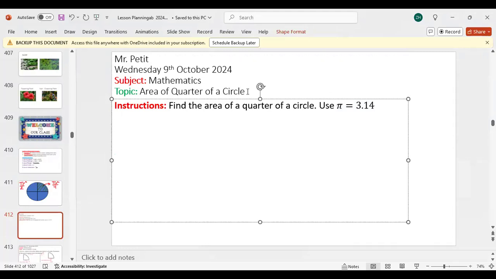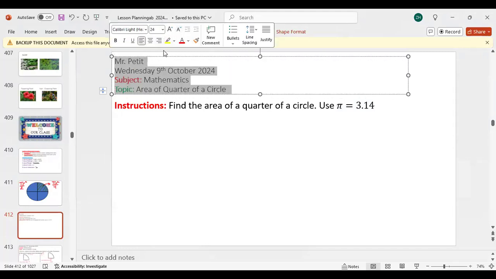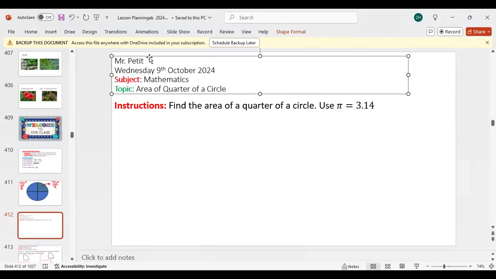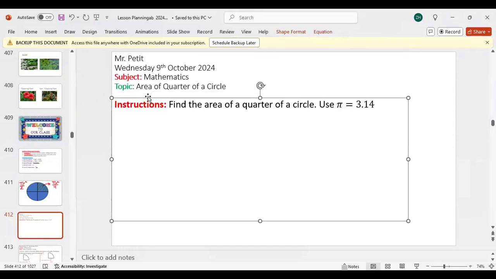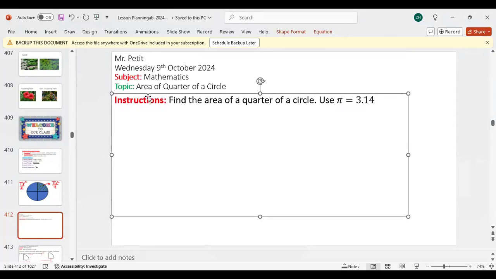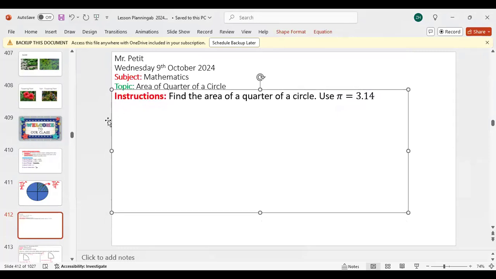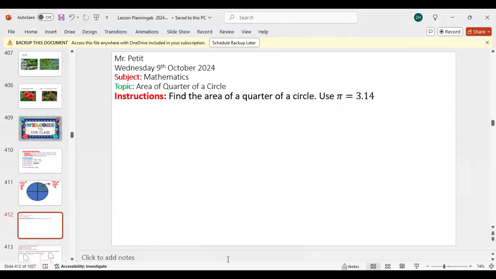Yes, sir. Okay, what's our topic? Area of a quarter of a circle. Very good, area of a quarter of a circle. And Antoine, what's the formula for the area of a quarter of a circle? Pi r squared divided by 4. Very good, pi r squared divided by 4.